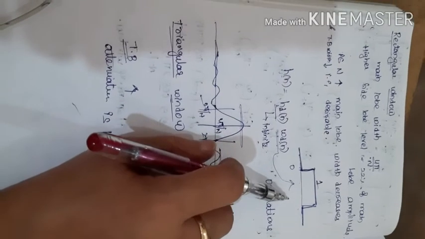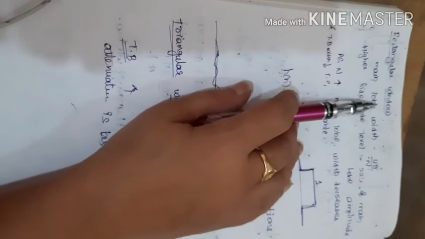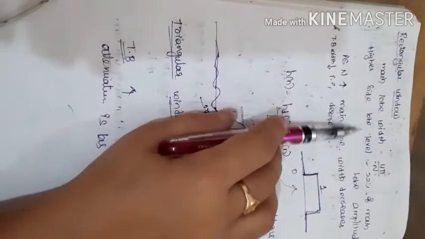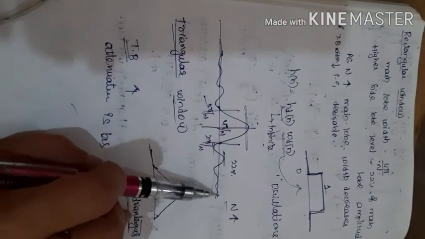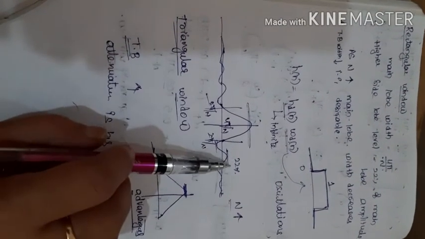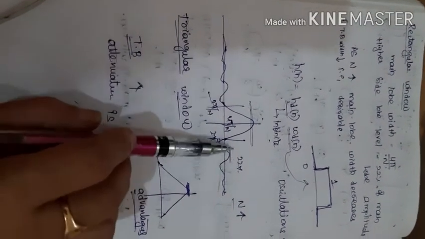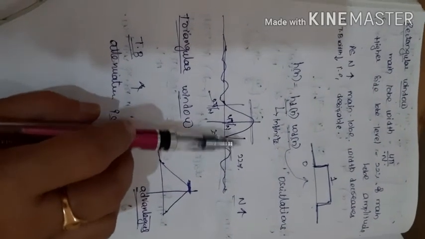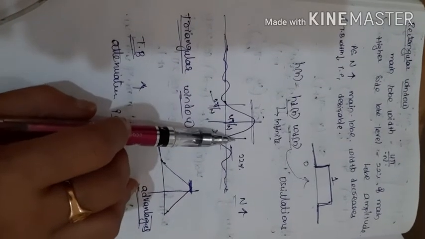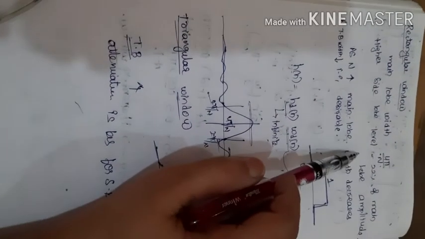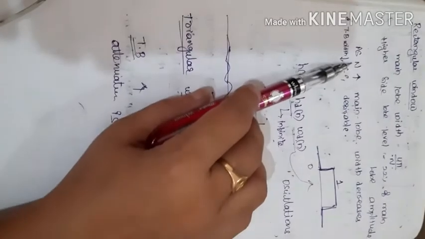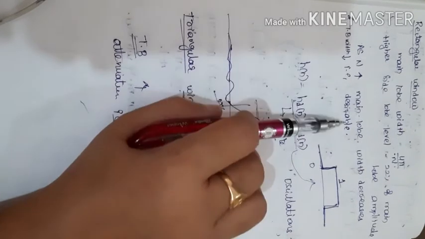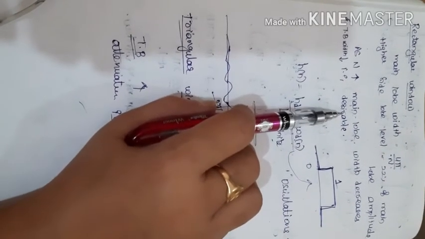And what are the advantages of a rectangular window? Main lobe width is 4 pi by n, that is very less, and a higher side lobe level. These are the side lobes. The first side lobe should be as low as possible compared to the main lobe amplitude. So these are two desirable things we can get in the rectangular window. And as the order increases, the main lobe width will decrease and the transition bandwidth also decreases, which are mostly desirable. Okay.